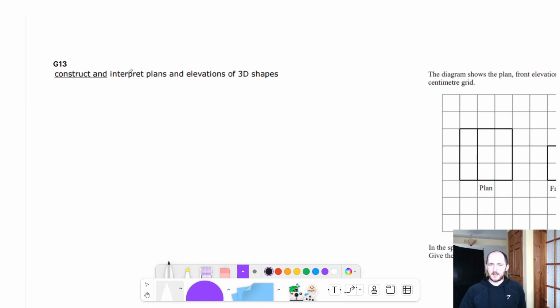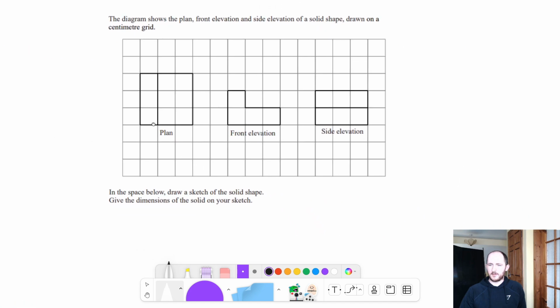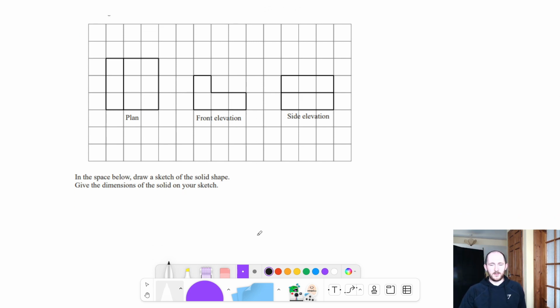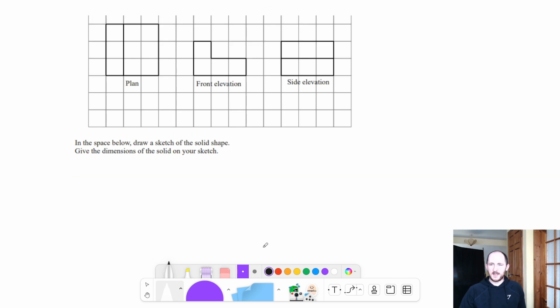You also need to be able to interpret and construct plans and elevations of 3D shapes. So a plan is a top-down view. What it's saying is it should be 3 wide in total, 3 long. And there's also this dark line here which shows that it has 2 levels to it. Okay, the front elevation is the view from the front. Side elevation is the view from the side. I know that's very specific, but here's what the shape would look like.